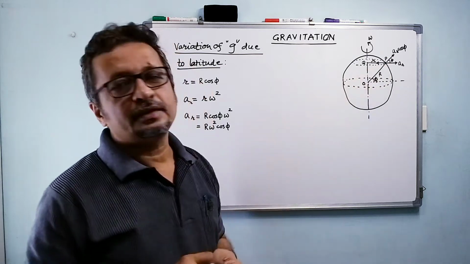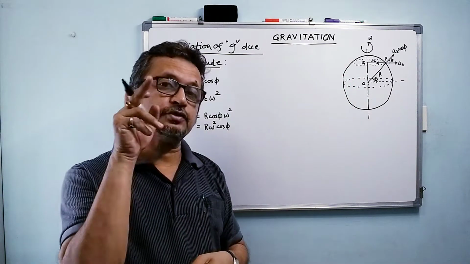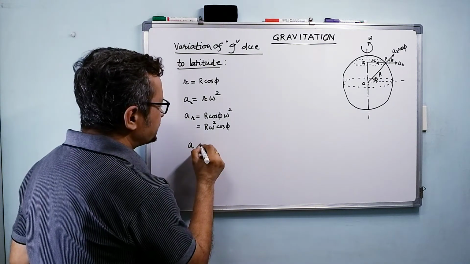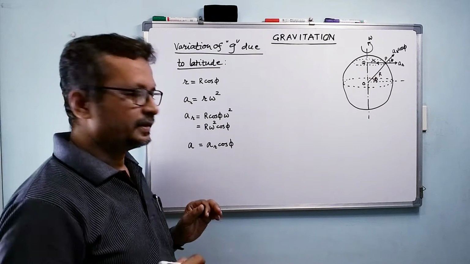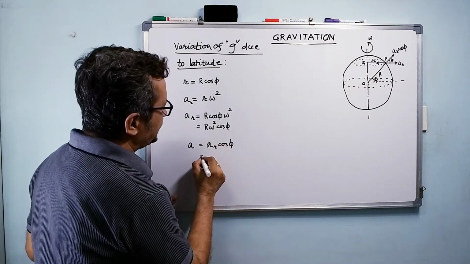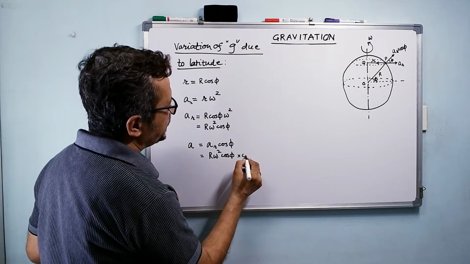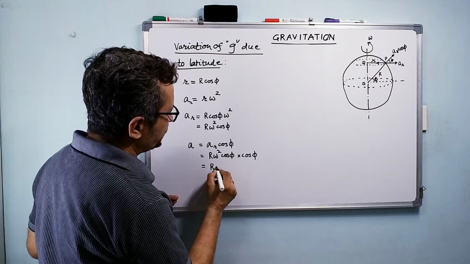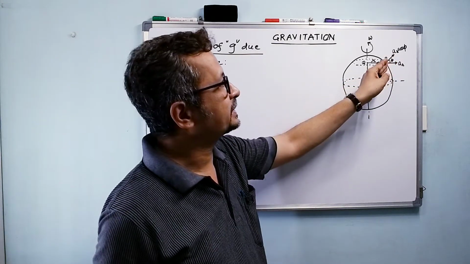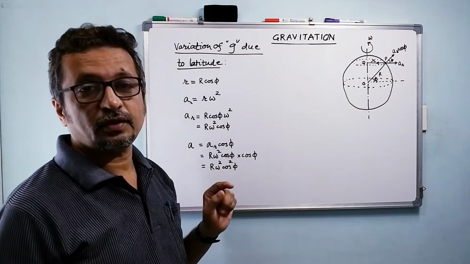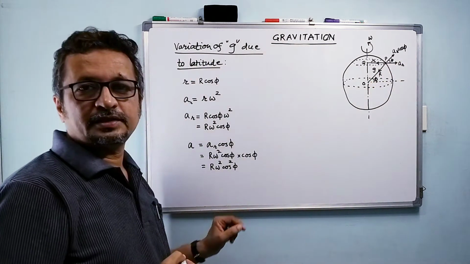Now if you find the component of that radial acceleration along the radius of Earth, then that effective acceleration A is going to be equal to AR cos phi. If I substitute that, my acceleration is going to be equal to R omega square cos phi into cos phi, so it is equal to R omega square cos square phi. So the component of centrifugal acceleration acting in that direction, AR cos phi, is equal to R omega square cos square phi.